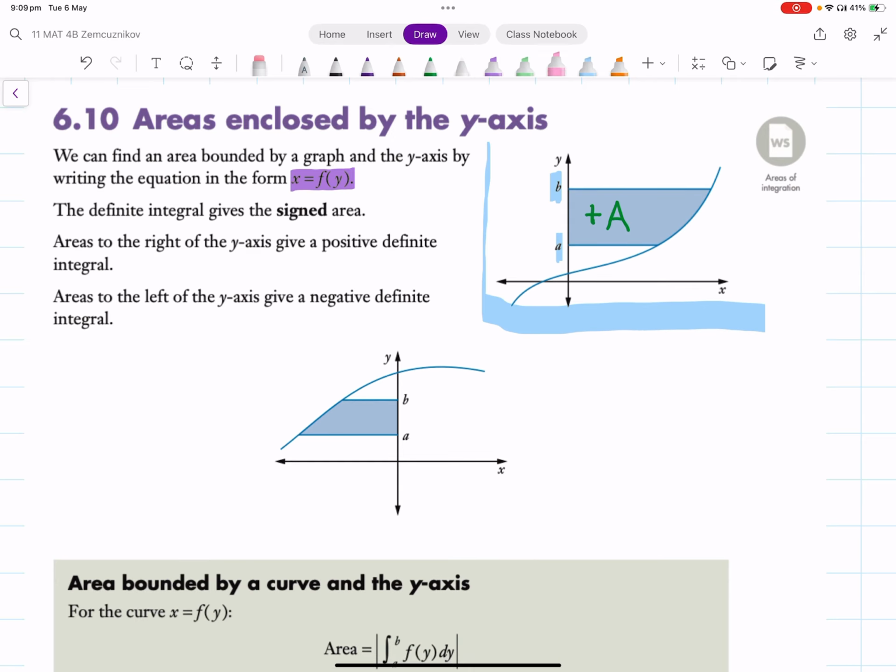Now, if we shift down to the function below it, we still have the same parameters. We're still going to have a lower boundary of A and an upper boundary of B, but the thing that changes is my area is now negative on my left-hand side of the y-axis.